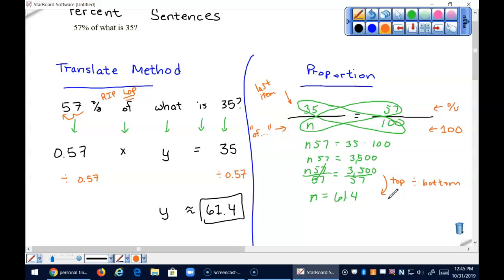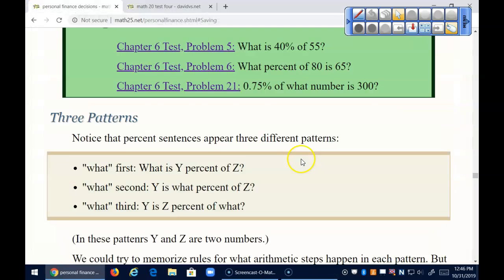Okay, so that's our whirlwind review of percent sentences. If you need more, look at the past lecture from last time. And then we did it earlier in the class too. I don't remember which day that was, but somewhere. Now let's talk about interest.